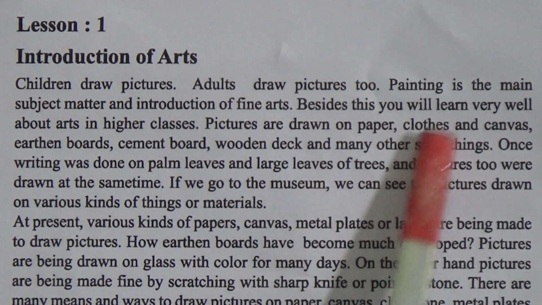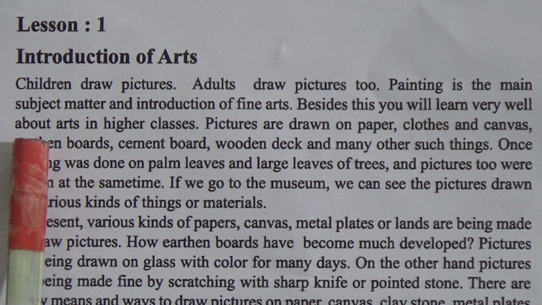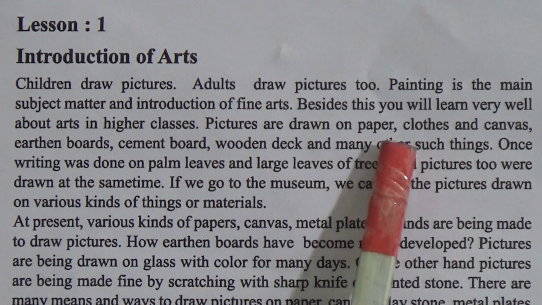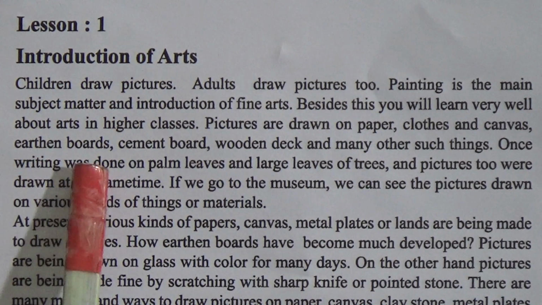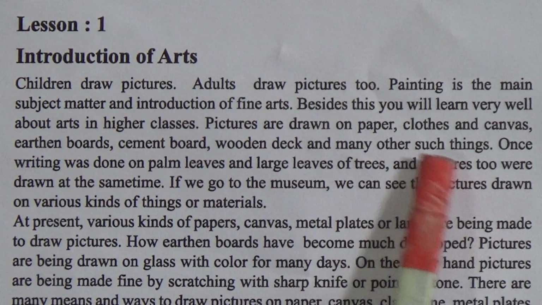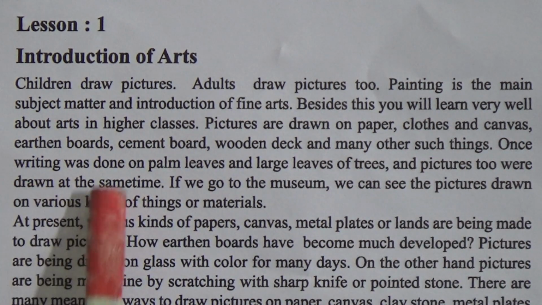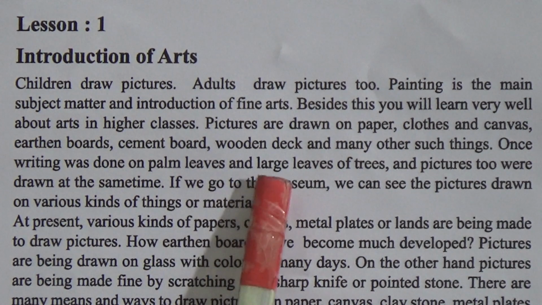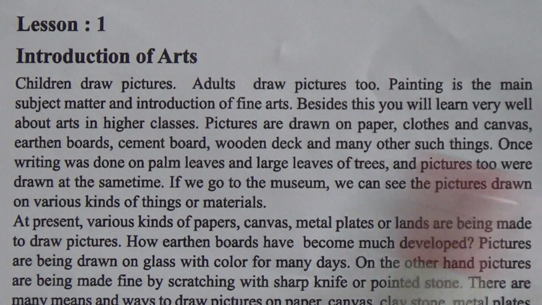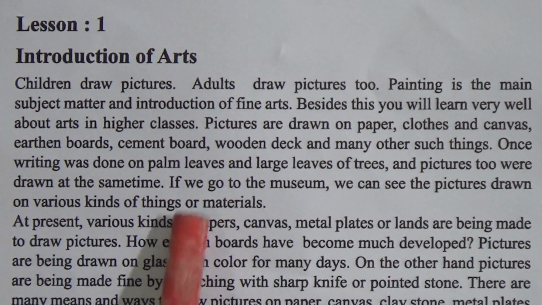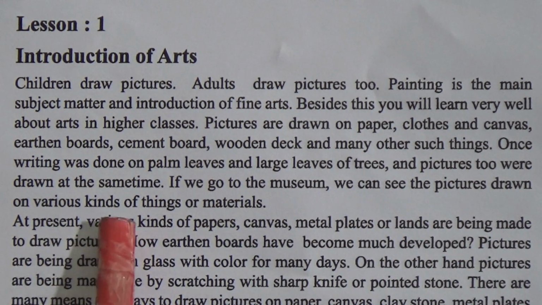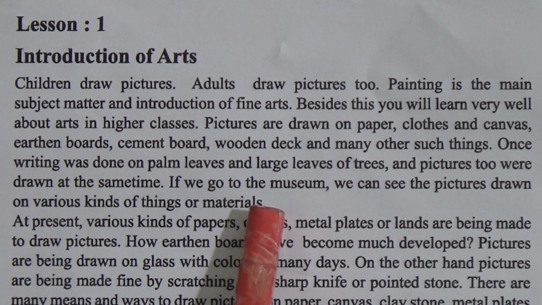Besides this, you will learn very well about arts in higher classes. Pictures are drawn on paper, cloths and canvas, earthen boards, cement board, wooden deck and many other such things. Once writing was done on palm leaves and large leaves of trees, and pictures too were drawn at the same time. If we go to the museum, we can see the pictures drawn on various kinds of things or materials.